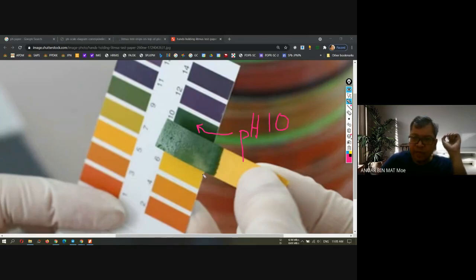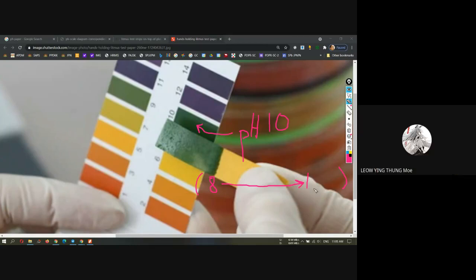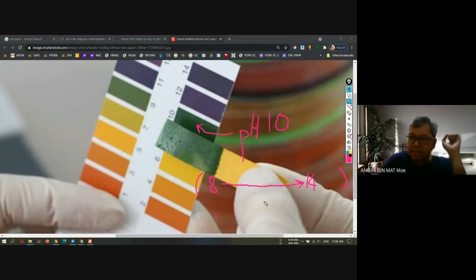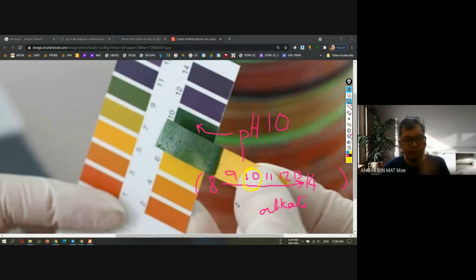What is the range of alkali pH? pH 8 until pH 14. This is for alkali. So pH 10, counting 8, 9, 10, 11, 12, 13, is about in the middle here. So you can say that it is not a weak alkali, and it is also not a very strong alkali. It just sits in the middle right there.